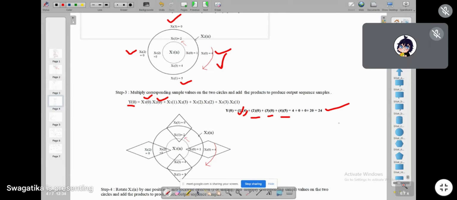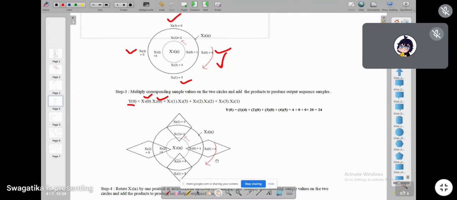Yes or no? Yes, ma'am. So step number 3 completed. You got your y of 0. Right. Coming to the next step, that is the shifting of one position.